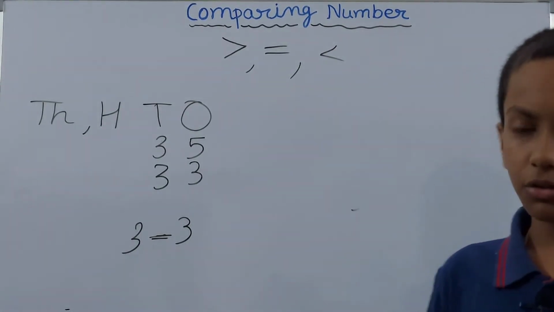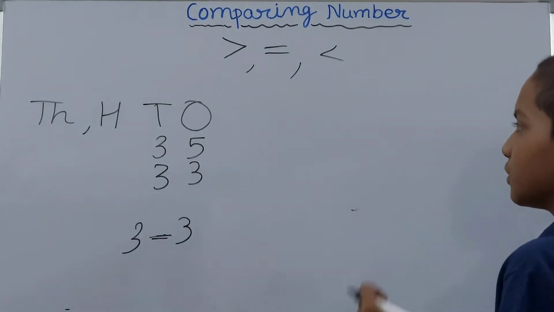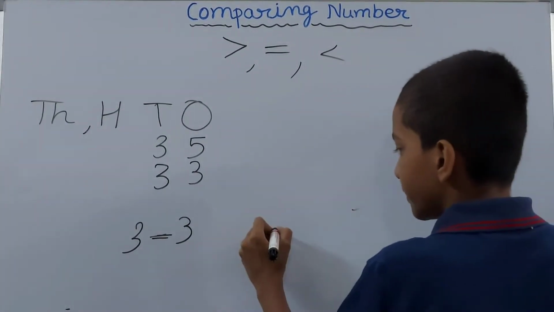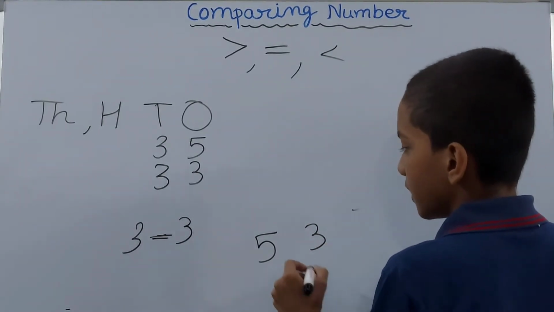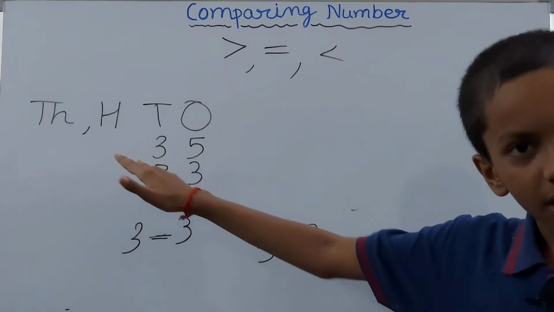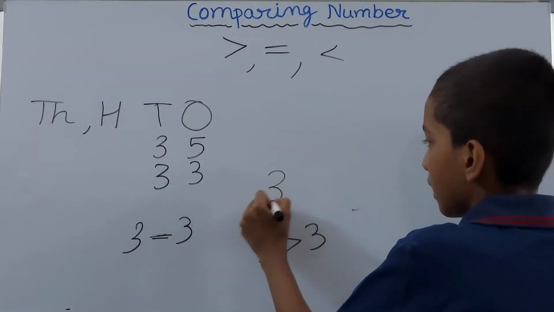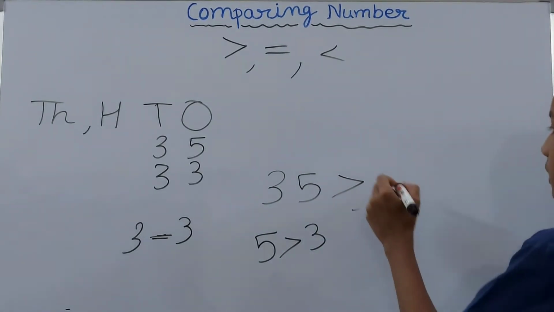So now what do we have to do? Friends, whenever your first digit is the same, check the next digit. So now you see, these are the two digits. This is 5 and this is 3. So we have to compare these two digits now. 5 and 3. So 5 will be bigger than 3 over here. So then 5 is in 35. So that is simply that 35 is bigger than 33.